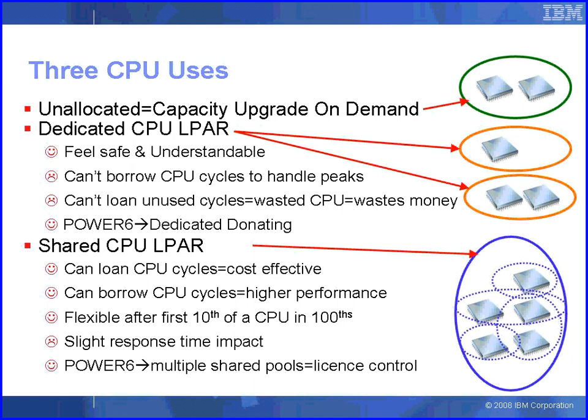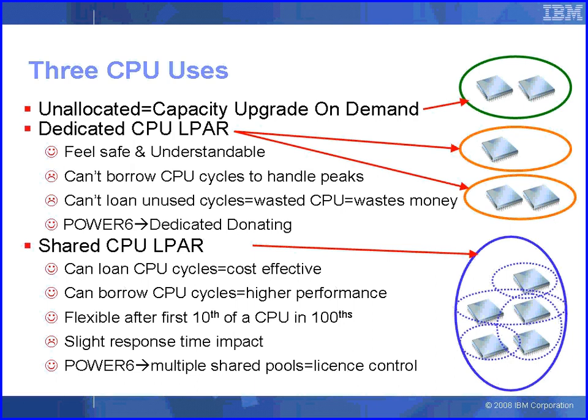The third use of our CPUs is from the shared CPU pool. So we create a logical partition using shared resources. And these are quite flexible. After the first tenth of a CPU, it's in 1/100ths of a CPU. So for example, we could allocate a shared CPU logical partition 1.6 CPUs.